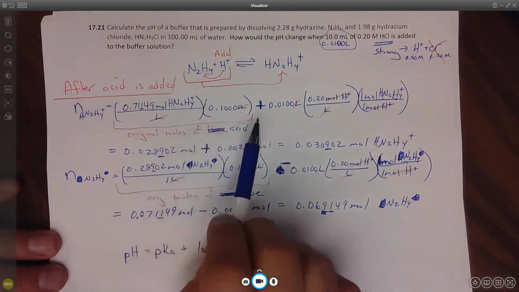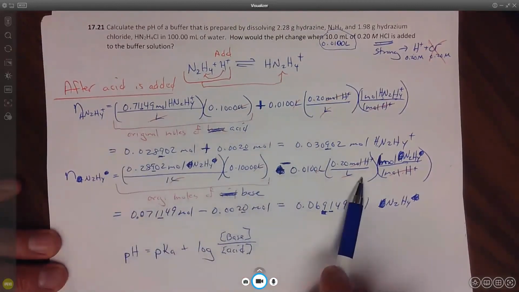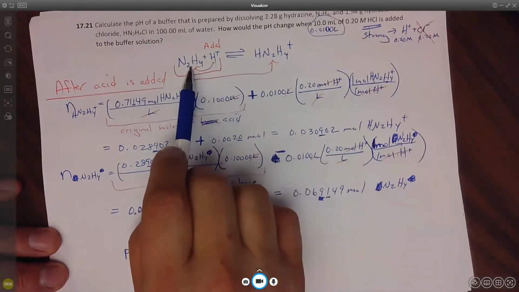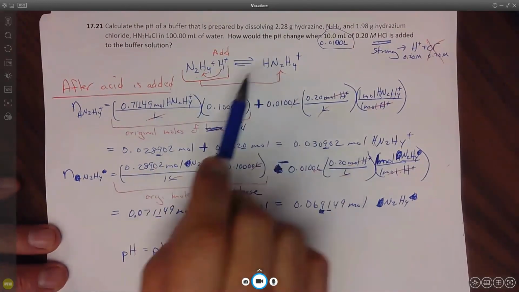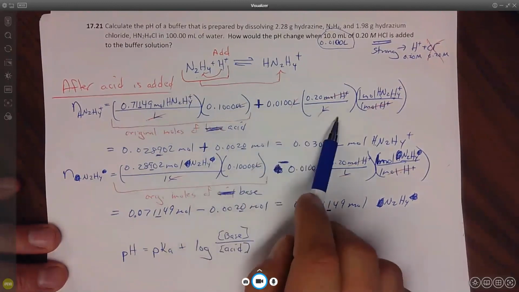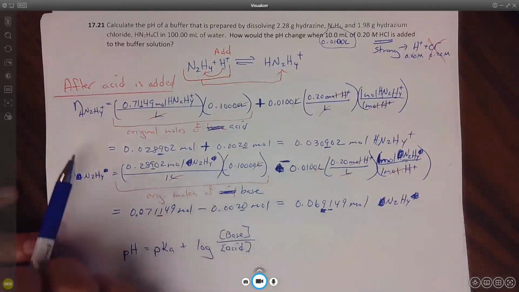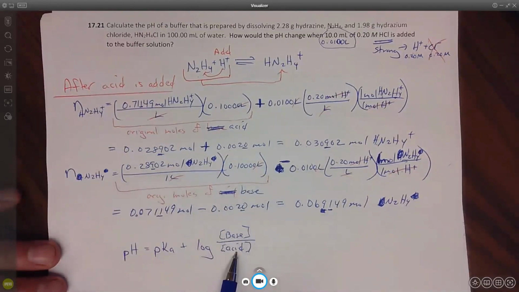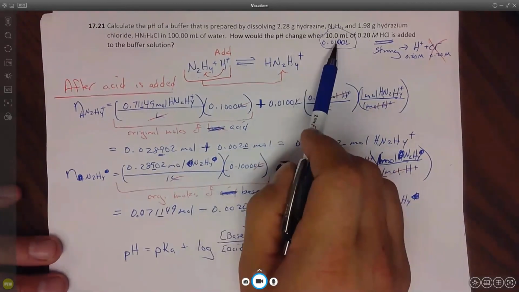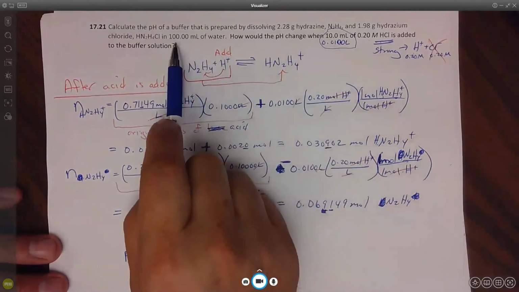So again, we lost our base when we added H+ because it reacted with the base to form new acid. So we gained that same number of moles of acid. Now we could convert these to concentrations, right? Like it shows here. But the new volume is 10 milliliters plus 100 milliliters.